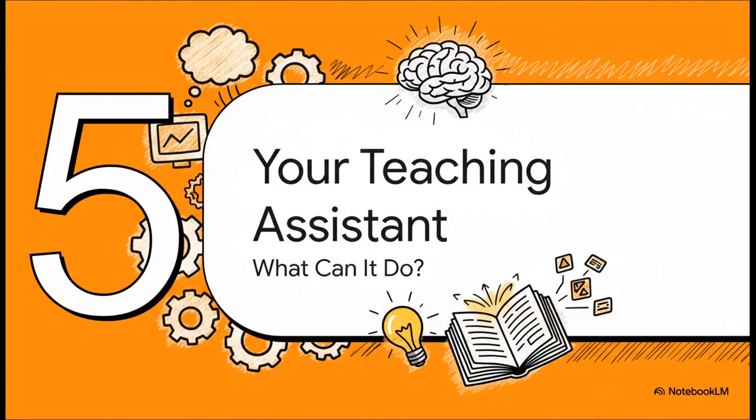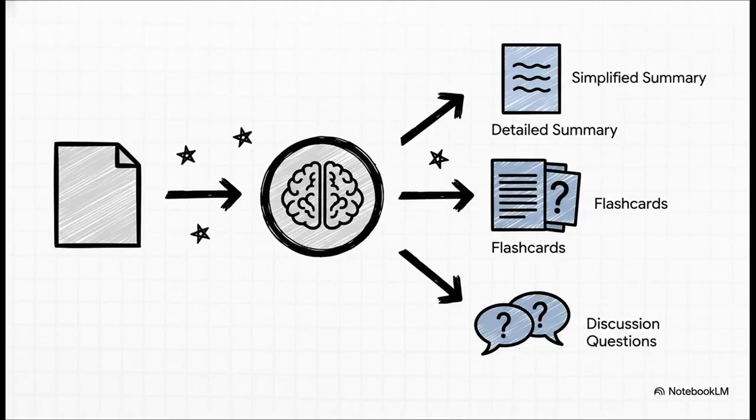All right, so you've uploaded your sources. Now for the fun part. What can this thing actually do? This is where it goes from being just a cool piece of tech to being like your own personal teaching assistant. Picture this, you upload one single chapter from a textbook, and from that one source, you can instantly get a whole range of materials. You can ask it for a summary for your 9th graders, and then a totally different, more complex summary for your advanced 12th graders. You can tell it to create a list of deep discussion questions, or a set of flashcards for vocabulary. This right here, this is differentiated instruction made easy.